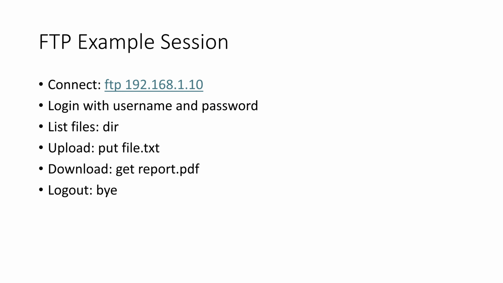Let's quickly go through a simple FTP session example. You could connect to the remote server using the command ftp 192.168.1.10. You would enter your username and password. You would list available files using dir command and upload a file with put file.txt. Download a file by get report.pdf, and you would log out with exit. All of these are done through the control connection, with separate data connections opening for each file transferred.